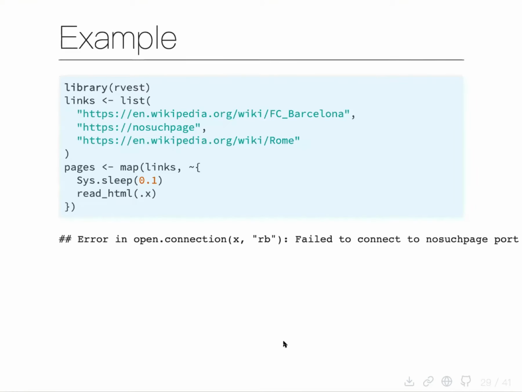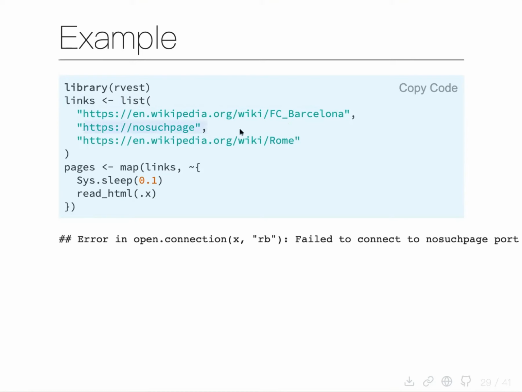So here's an example, right? And I realize we haven't talked about web scraping at all. This is just an example. If it doesn't make total sense, that's fine. The idea is to get a conceptual understanding of what we're doing here. So here I have some links. I'm passing them as a list. And here's Wikipedia, FC Barcelona, no such page, and then Rome. So these two are real pages, obviously.